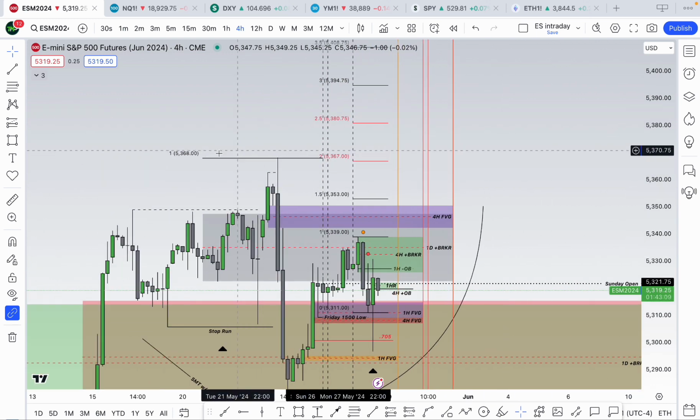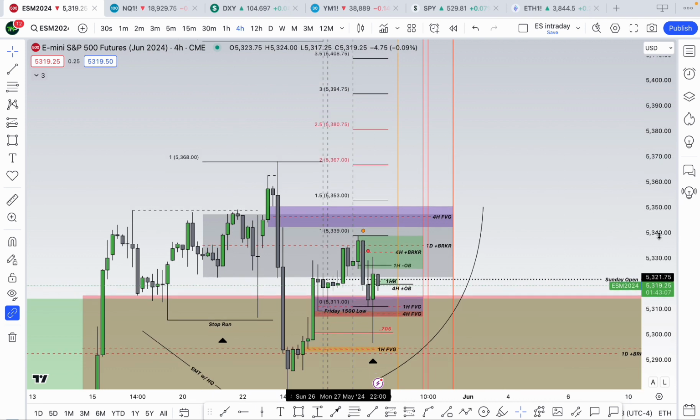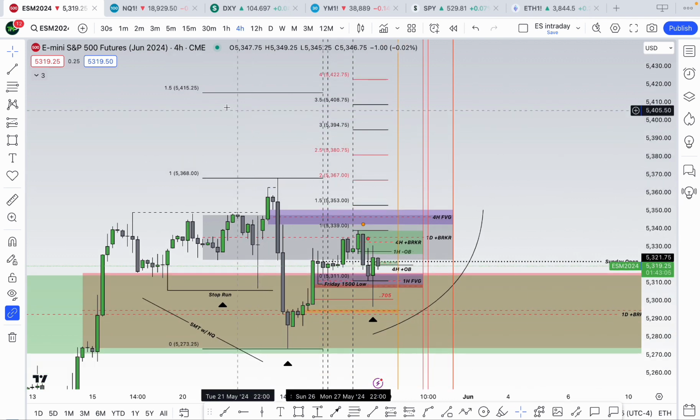Then again, we still have the swing projection here, right? If we zoom out a little bit, the 1.5 is where we'll see some reaccumulation, which may be a little sideways action, then another stop run to move higher. That's not too far off. That's 7 points from the max 4 standard deviations off of this price swing.